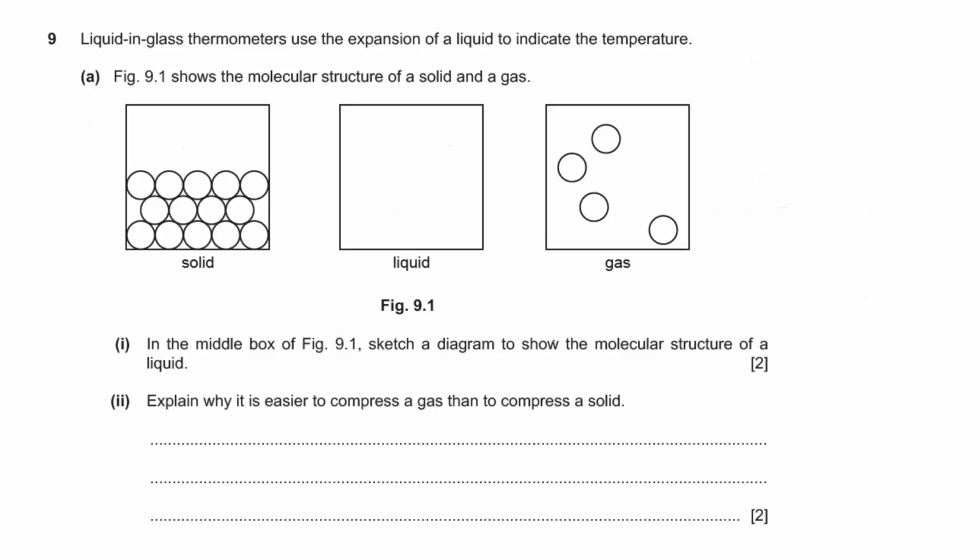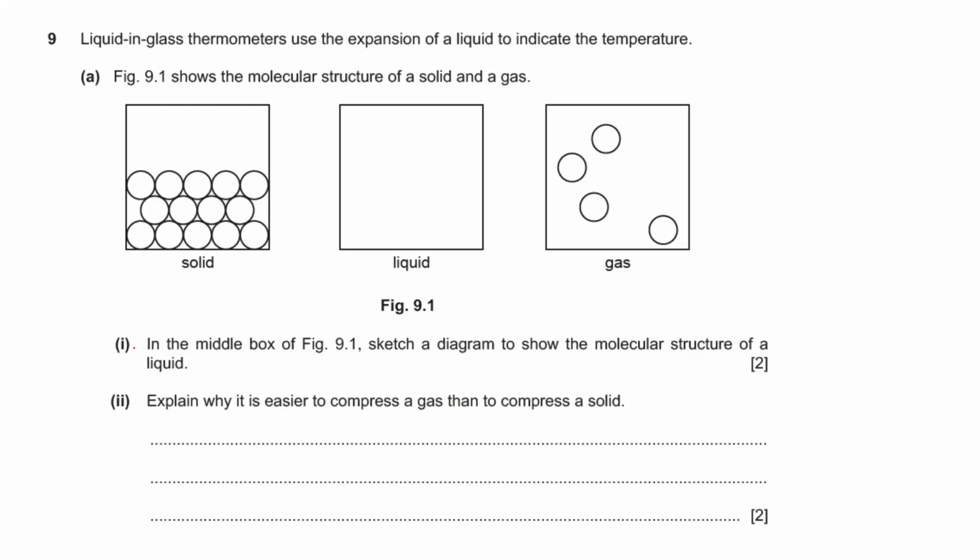Then question number 9. In question number 9, it says that liquid in glass thermometers use the expansion of liquid to indicate the temperature. Figure 9.1 shows the molecular structure of a solid and a gas. Part A, here we are shown a solid. We can see a regular arrangement of atoms or molecules. In gas, we see a random arrangement of molecules, and they are far apart from each other.